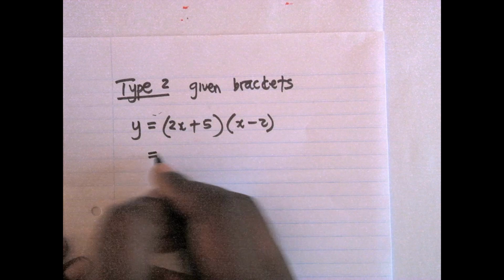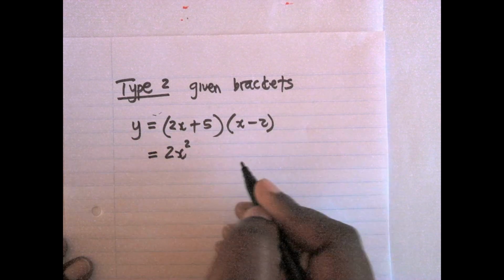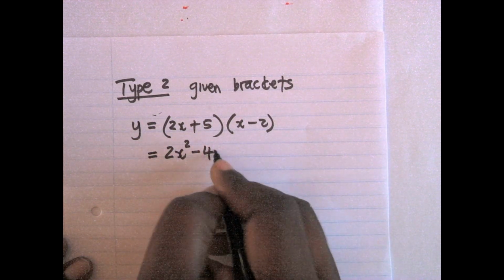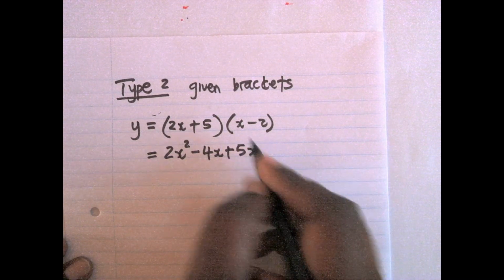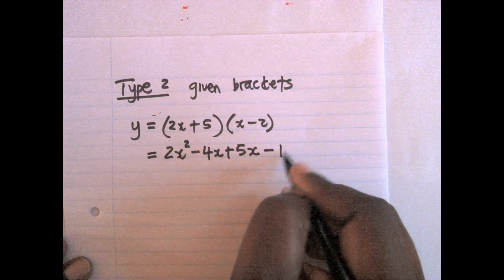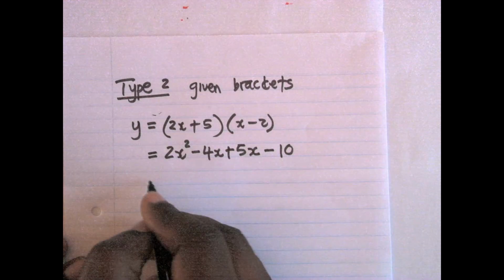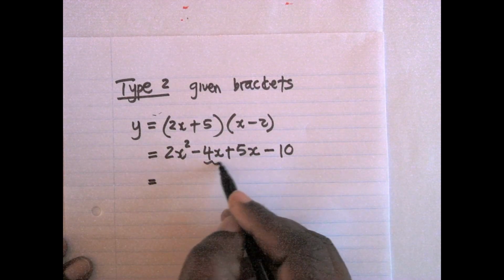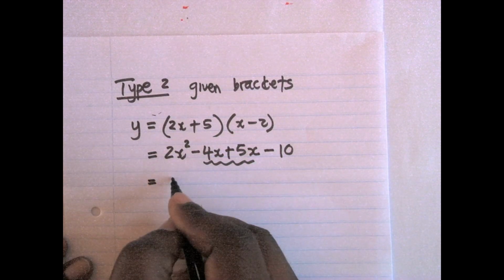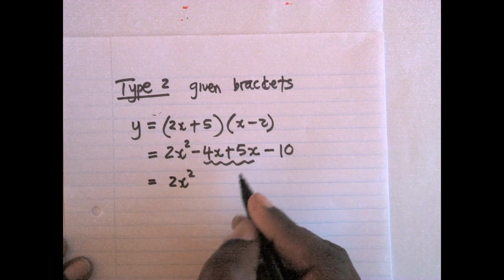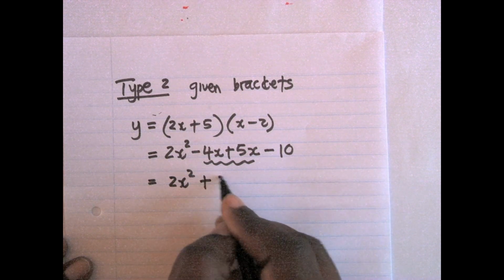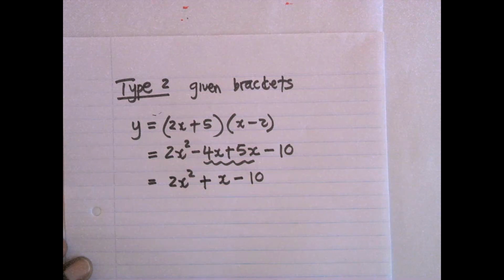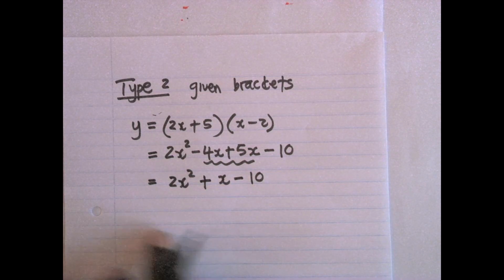So we are going to get here 2x squared minus 4x plus 5x, if I do the inner, and then the outer is going to give me negative 10. And if I simplify here, because I see I've got like terms, this is going to give me 2x squared plus x minus 10, of which now I have simplified this.